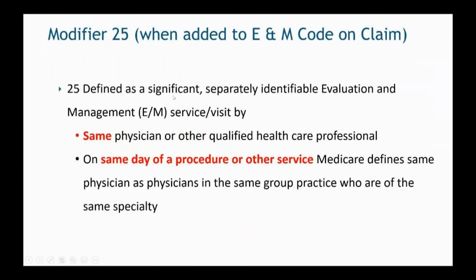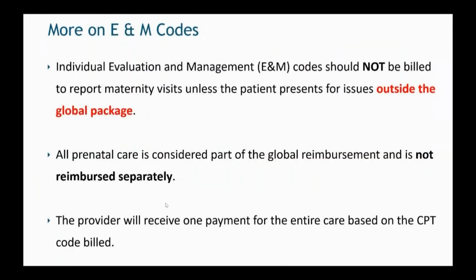25 is defined as a significant, separately identifiable E&M service by the same physician or other qualified healthcare professional on the same day of a procedure, by a physician in the same group or in the same specialty. Because again, the patient has a complication or requires that extra service. And again, their own E&M codes are only reported when the patient presents for issues outside of the global package. All prenatal care is considered part of the global reimbursement. It is not reimbursed separately.